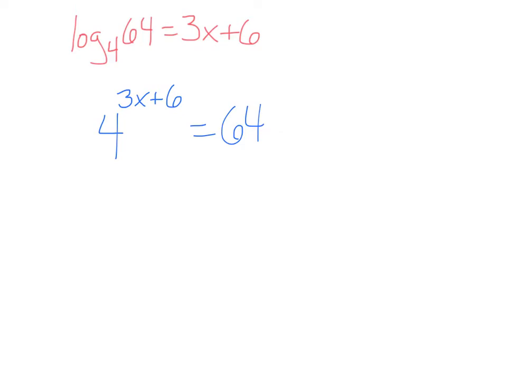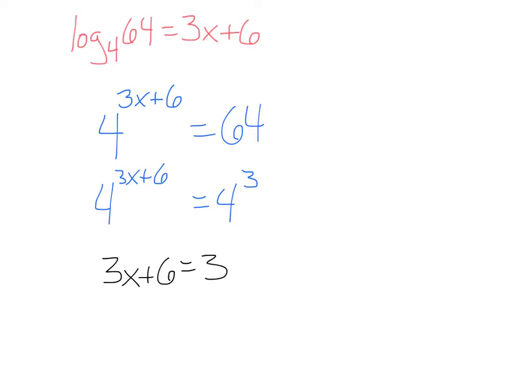Now we're going to use this whole idea of the principle of exponential equality. We're going to get our bases the same, and you could go all the way to 2, but we can write 64 as 4 raised to the third power. And now we have like bases, so we can set our exponents equal to each other and solve. So we would have 3x equals negative 3 and x equals negative 1.